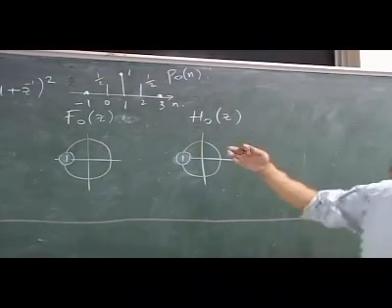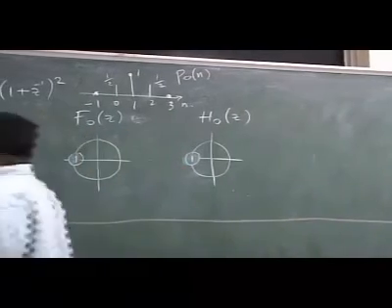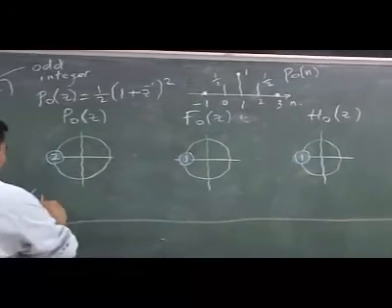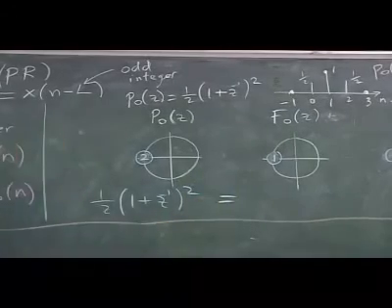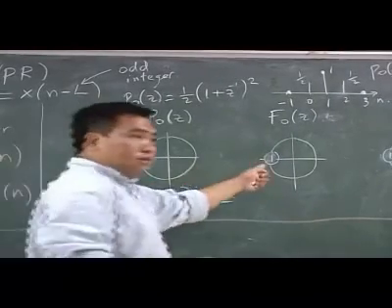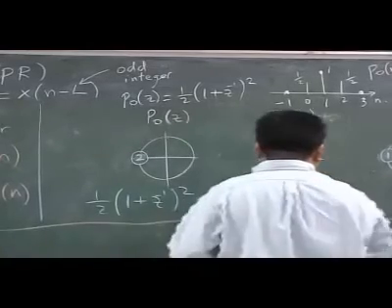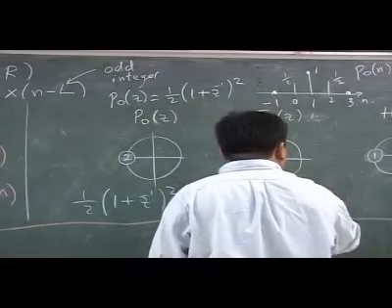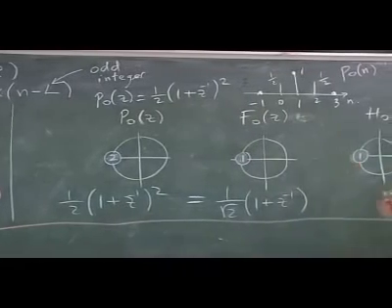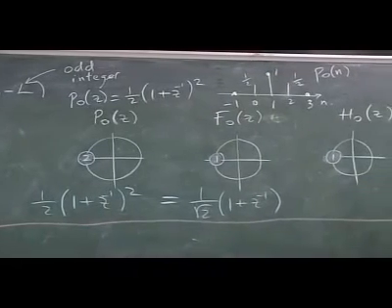So here I can allocate one zero to F0 and one to H0. In the z domain, P0 of z is 1/2 times (1 plus z inverse) squared, the product of these two. So each of them looks exactly the same. This one is 1/2 times (1 plus z inverse), that's F0. Another one is 1 over 0.